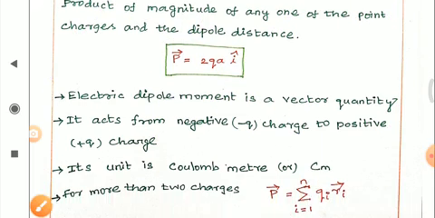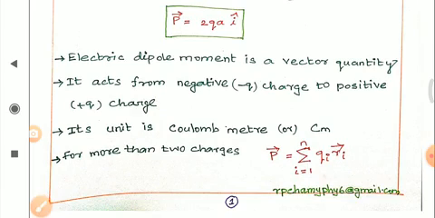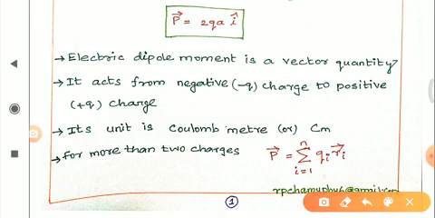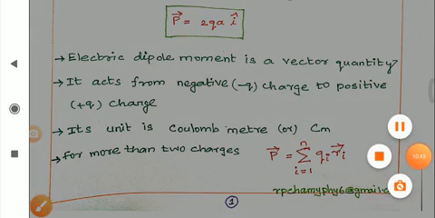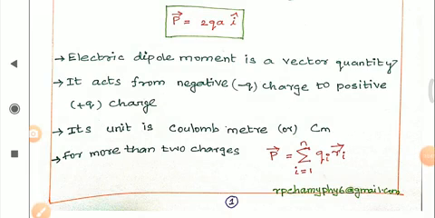From this they can ask questions. If you are solving the problems, don't forget to give the SI unit also. In the previous video we discussed the electric dipole due to point charges. Now we are going to discuss the electric field due to the electric dipole, that is, how the electric dipole can produce an electric field at a point. Now we can see that next.